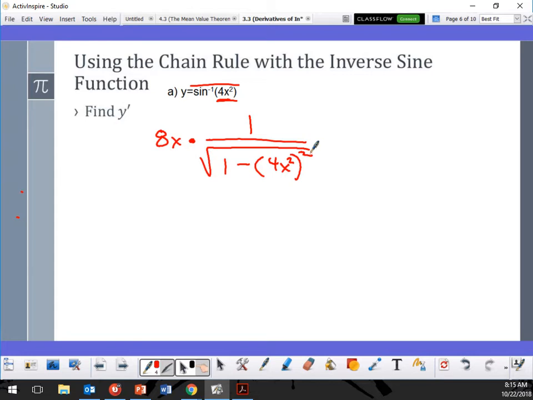Okay, so now I could go ahead and put this together. So this is my y prime. Put it all together. So on top, I'm left with 8x. On the bottom, I'm left with square root of 1 minus 16x to the 4th. Not too bad, right? Okay. So does that help with the arc sine right there? You're just replacing it. It's not really much for the derivative. You just have to have these certain things memorized later on.